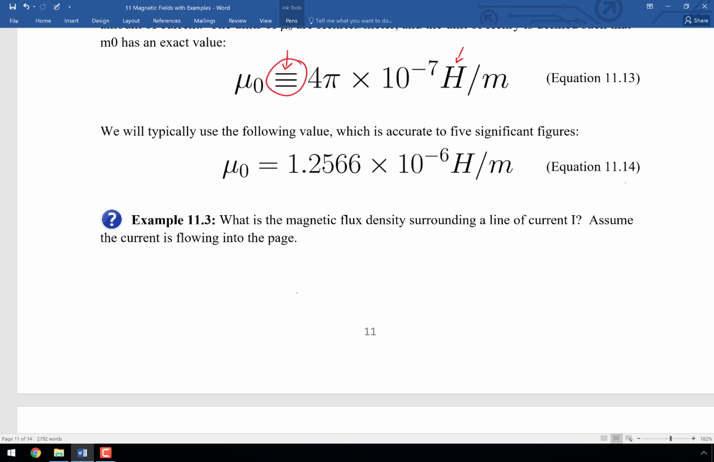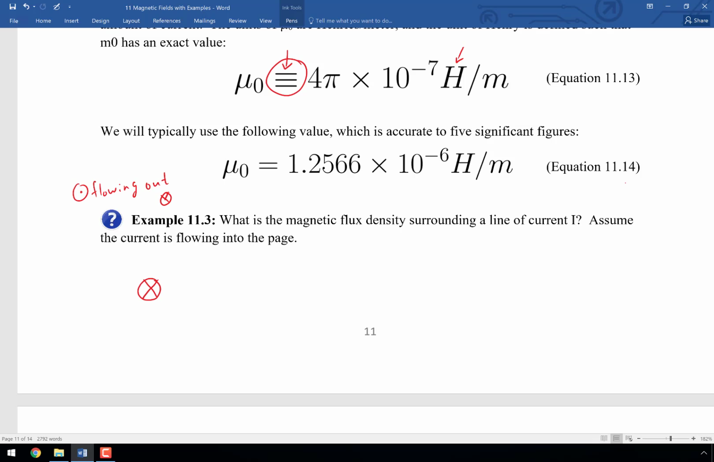Okay, I've only got an inch and a half at the bottom of the page here to do this example, but it doesn't take very much. I want to find the magnetic flux density surrounding a line of current I. Assume that the current is flowing into the page. Okay, it's time, if you haven't encountered this yet, for the notation that a circle with an X through it is flowing into the page, and a circle with a dot in it is flowing out.